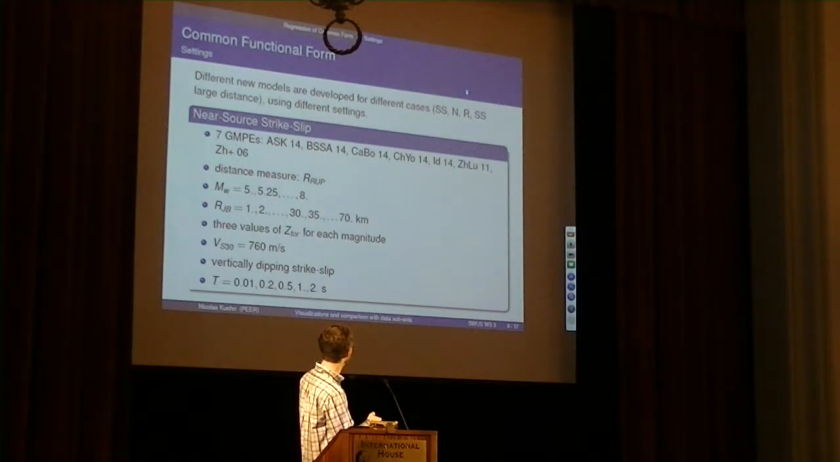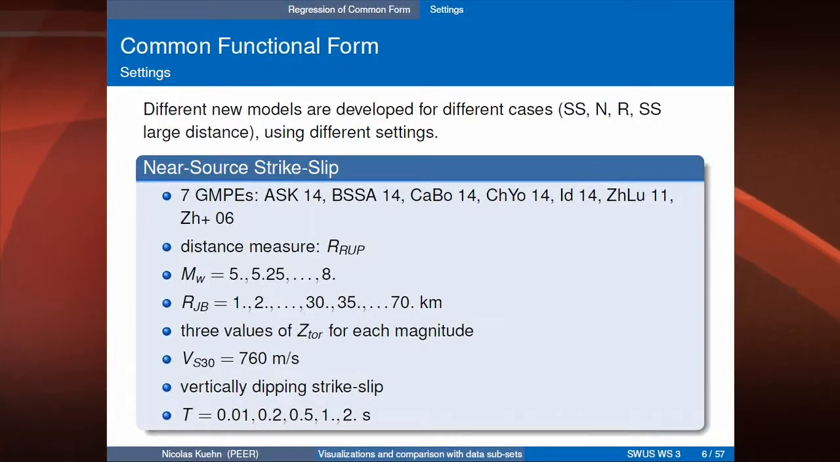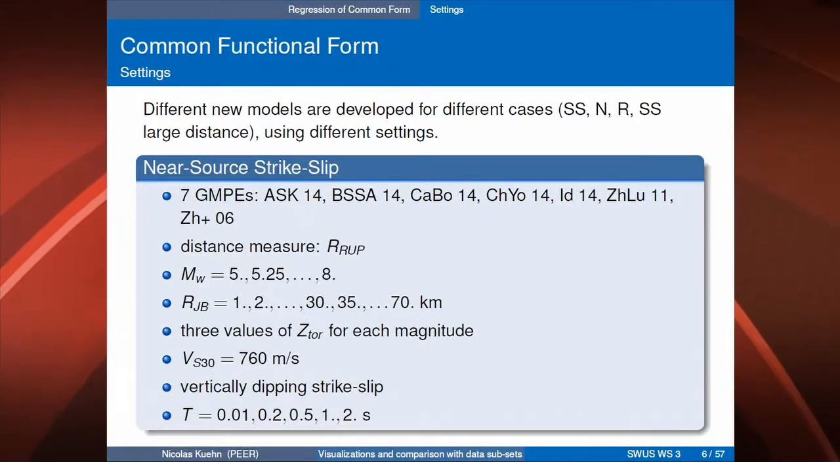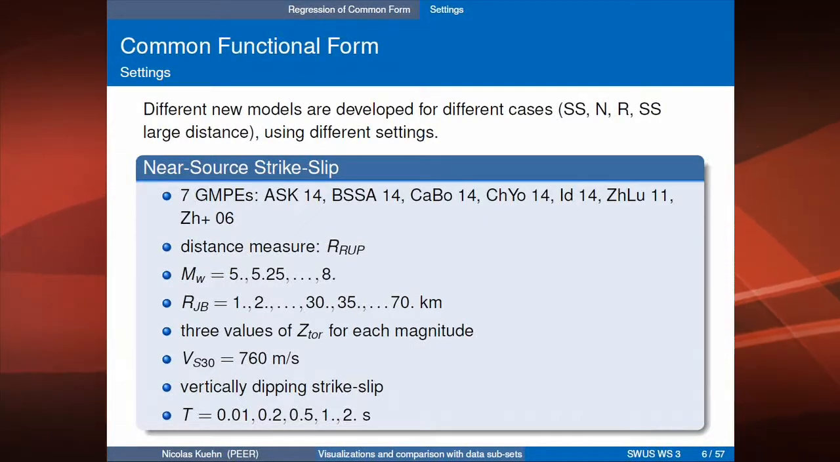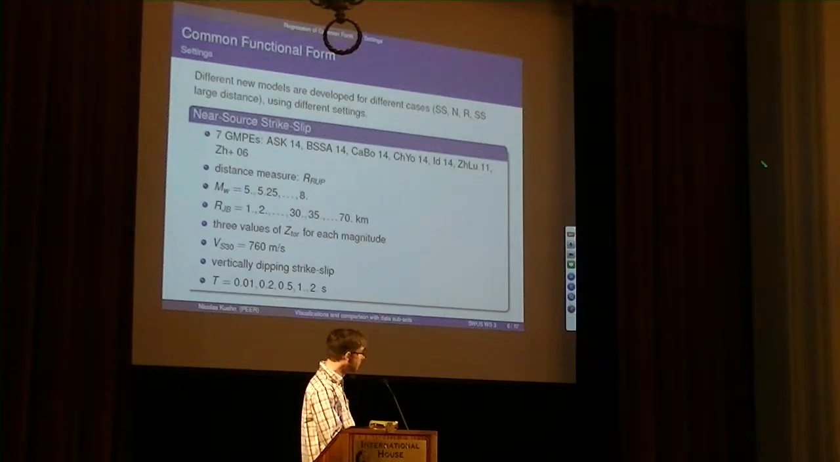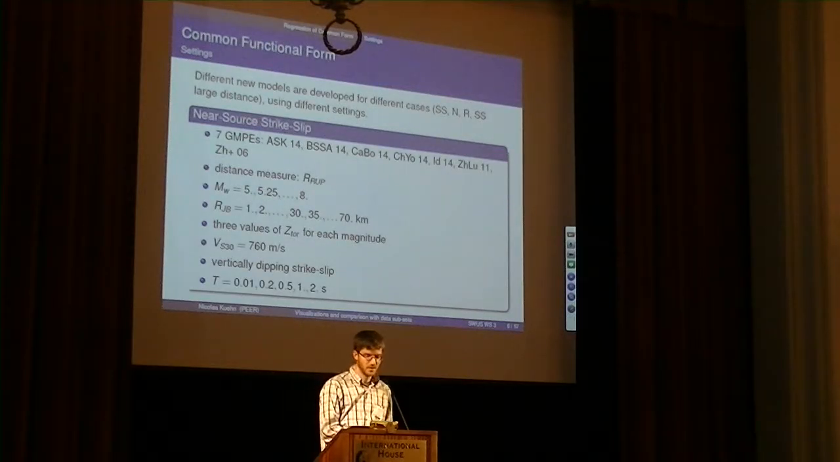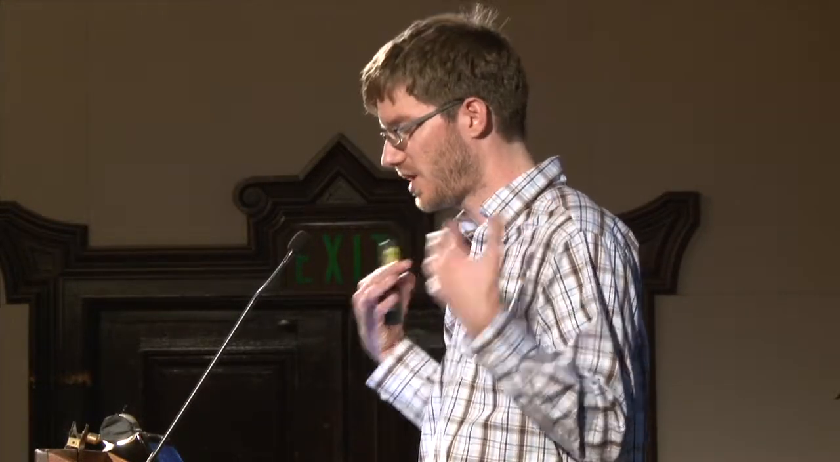But for the normal case, the parameter settings will be different. The models will potentially be different. But this is just the example for the strike slip. So there are 7 GMPEs: the 5 NGA models, plus the Zhao and Lu model from 2011, which is basically the Zhao et al. 2006 model with the constant magnitude scaling above 7.